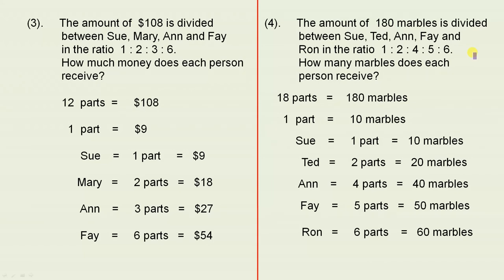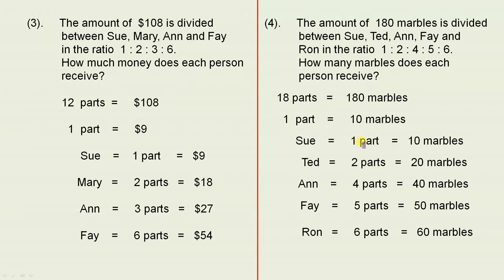Number 4. The amount of 180 marbles is divided between Sue, Ted, Anne, Faye and Ron in the ratio 1:2:4:5:6. How many marbles does each person receive? If we add those numbers up together, we get that 18 parts represent 180 marbles. Therefore, one part must be 10 marbles.